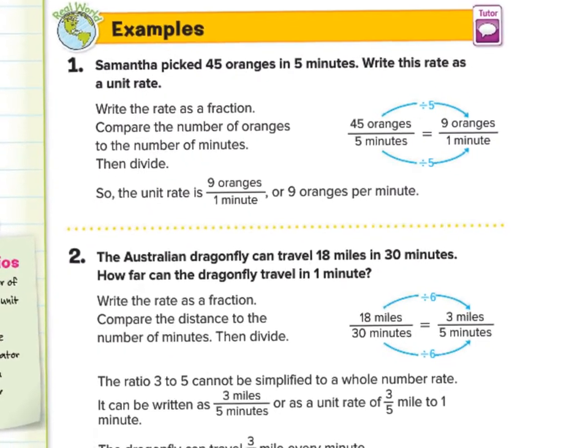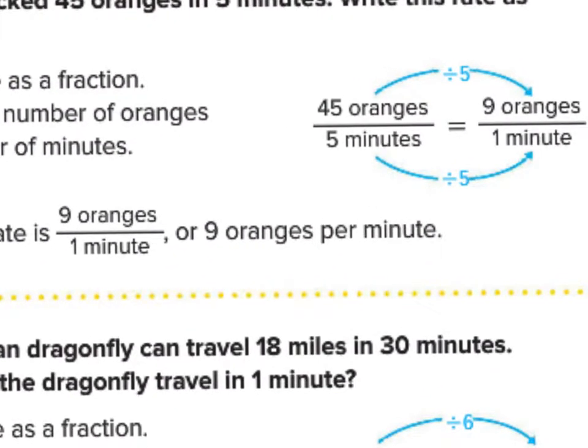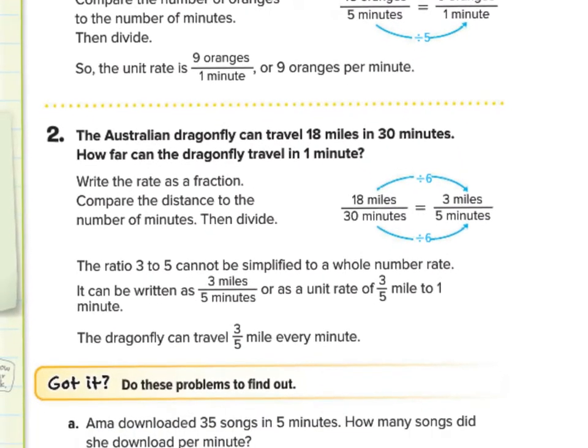Examples 1 and 2. Okay, please take a look at how examples 1 and 2 work. Read about Samantha. Read the explanation. See how we have 45 oranges in 5 minutes and how it's brought down to a unit rate, 9 to 1 minute. Okay, the greatest common factor between 45 and 5 is 5. So essentially we're dividing 45 divided by 5 is 9, and 5 divided by 5 is 1, because that's the greatest common factor. Take a look at number 2.